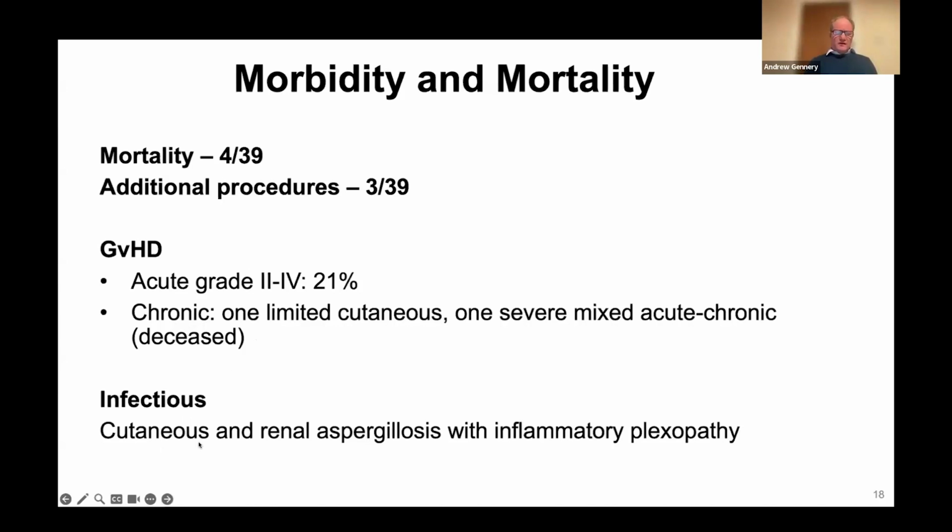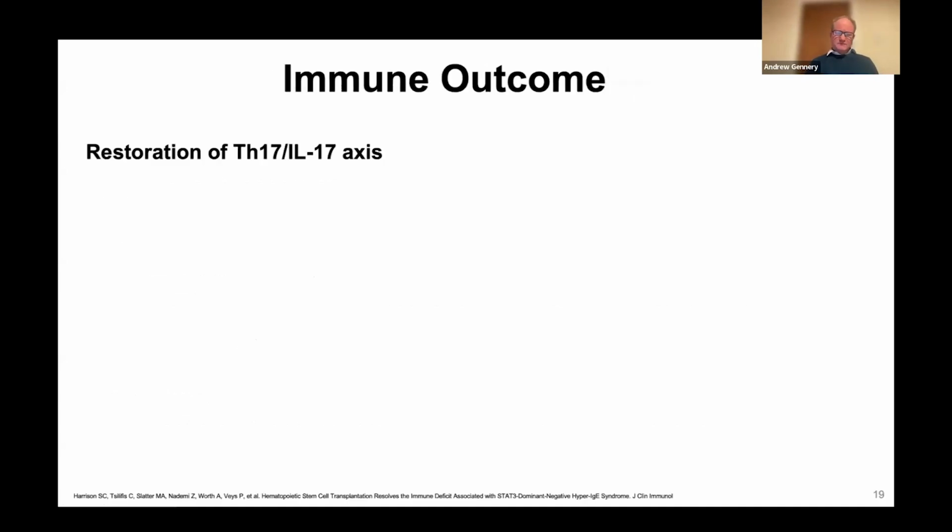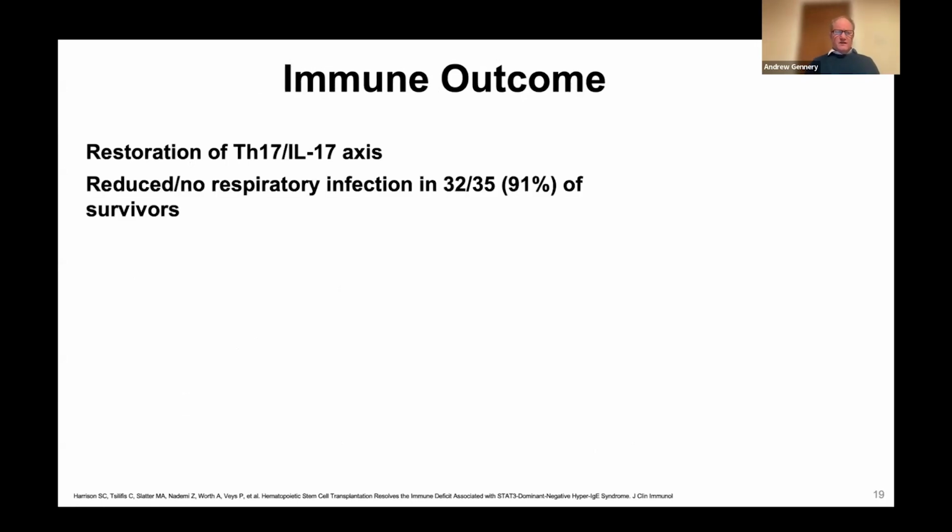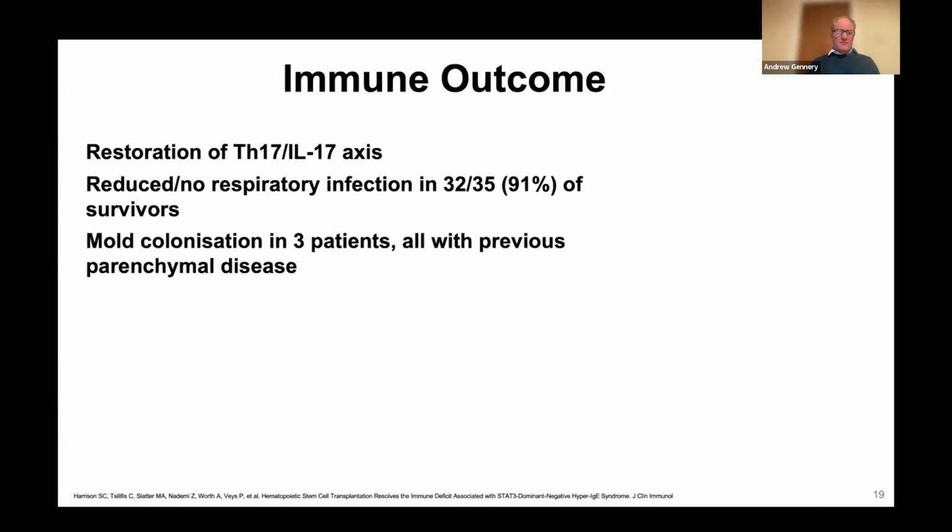Infectious complications, there were some, particularly a patient of ours who had Aspergillus colonization and then developed Aspergillus infection with cutaneous and renal aspergillosis, and also an inflammatory neuroplexopathy, which has caused significant morbidity post-transplant. So you can see, I showed you earlier that we get restoration of the Th17 and IL-17 axis. In patients who have survived, the majority of them either have a reduction in respiratory infection or they don't get further respiratory infection. There has been ongoing mold colonization in 3 patients, all of whom had previous lung parenchymal disease.